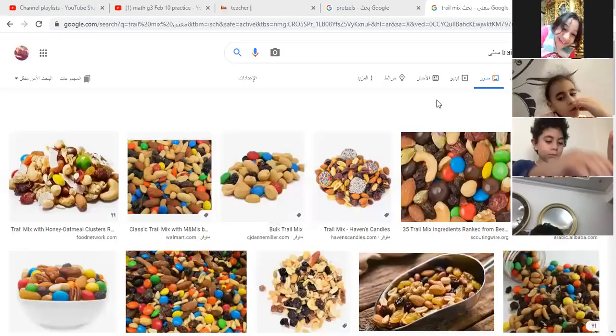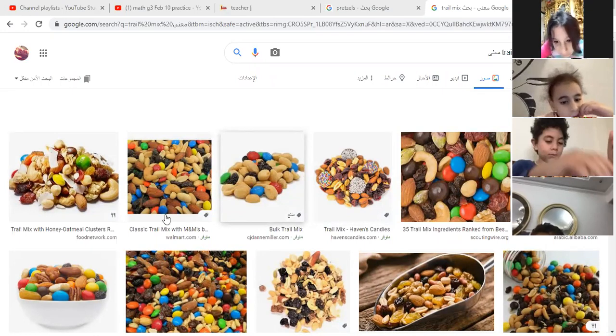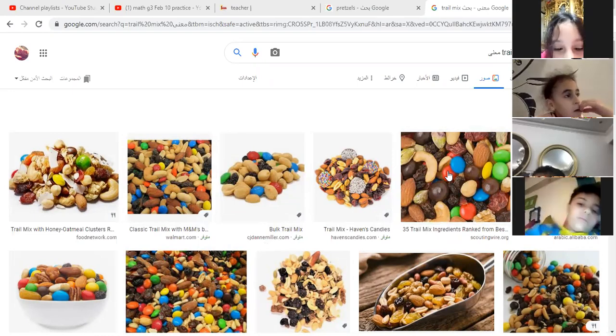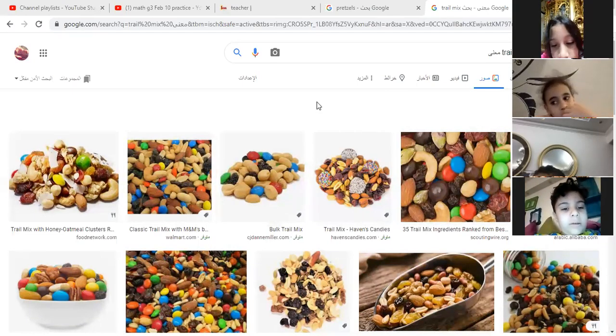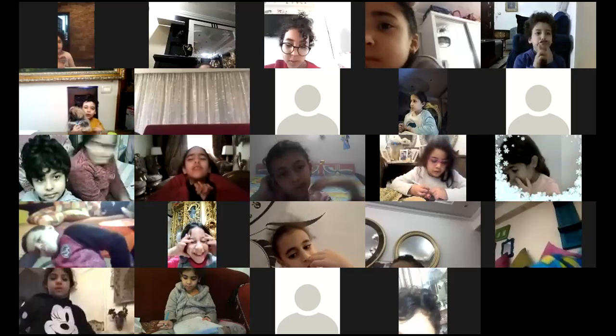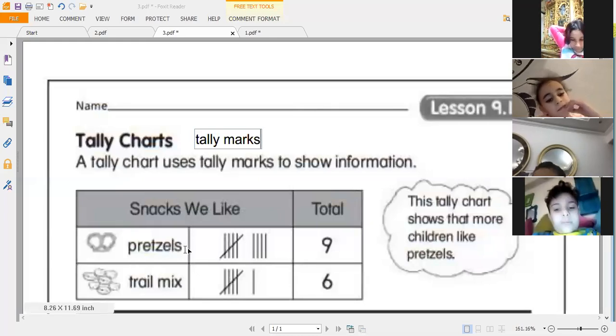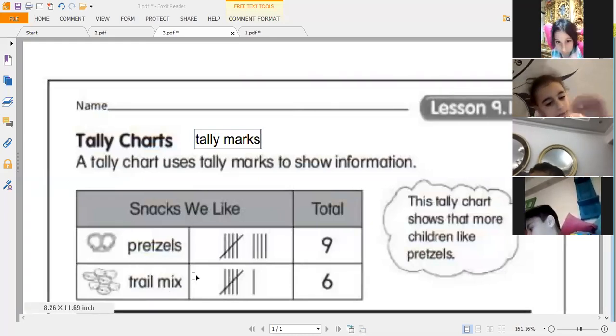This is the trail mix. Trail mix is a snack made of chocolates, dried fruits and nuts. Okay, this is the picture of the trail mix. So let's go back to our question. Here we have snacks we like: pretzels and the trail mix.